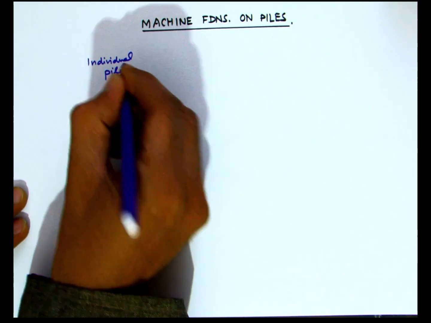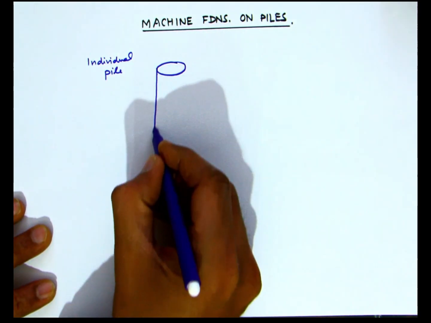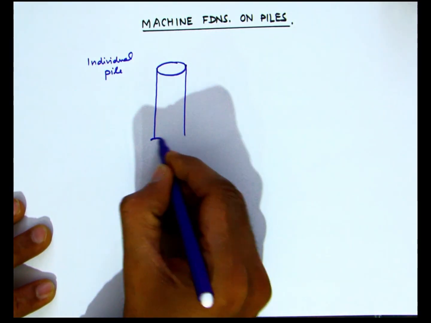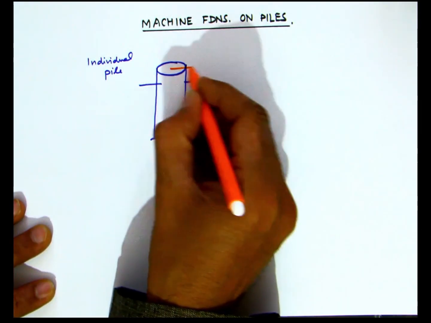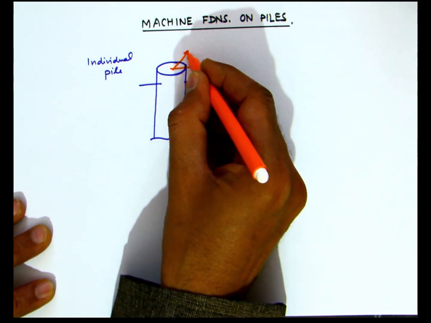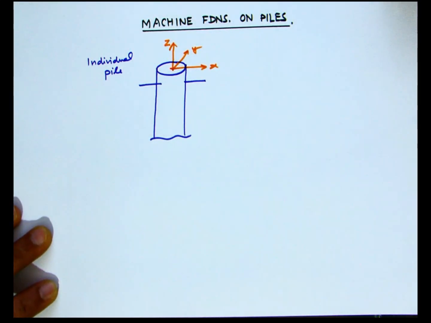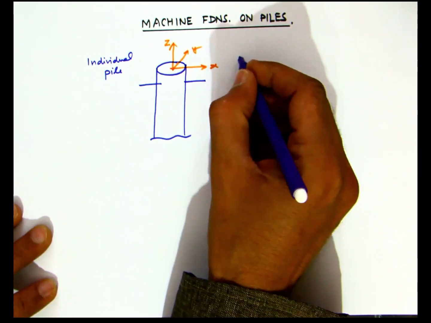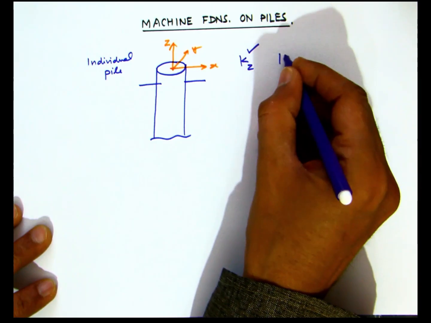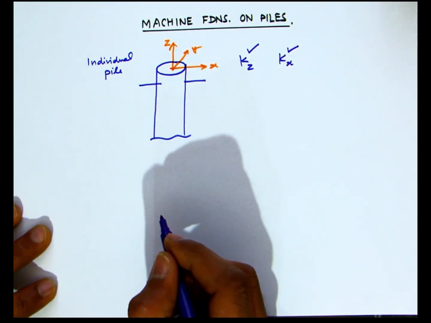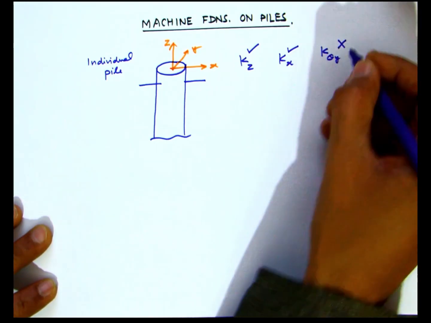Now, as far as an individual pile is concerned, an individual pile does have adequate capacity against vertical vibrations and also against horizontal vibrations. So if we are drawing the coordinate system as per our convention for the machine foundations with the x and y axis lying in the horizontal plane, then a single pile does offer the stiffness in the vertical direction Kz and also the stiffness in the horizontal direction, which could be Kx or Ky.